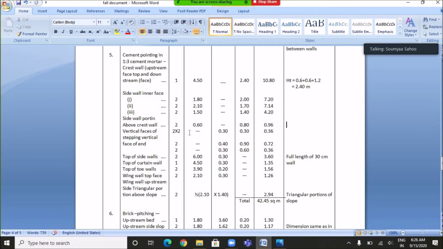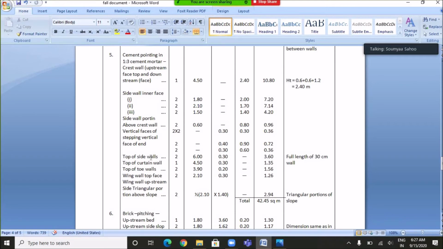So if we fill this data in the table, we are going to get that the number will be 2, the breadth will be 0.4 meter and the height will be 0.9 meter. So the quantity will be 0.72 square meter. For the next staping portion, the number will be 2, the breadth will be 0.3 meter and the height will be 0.6 meter and the quantity will be 0.36 square meter.